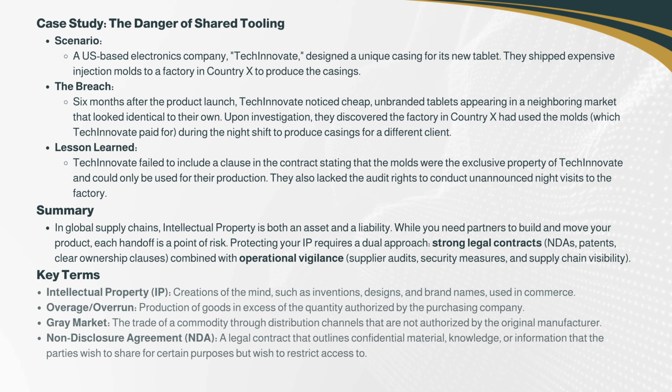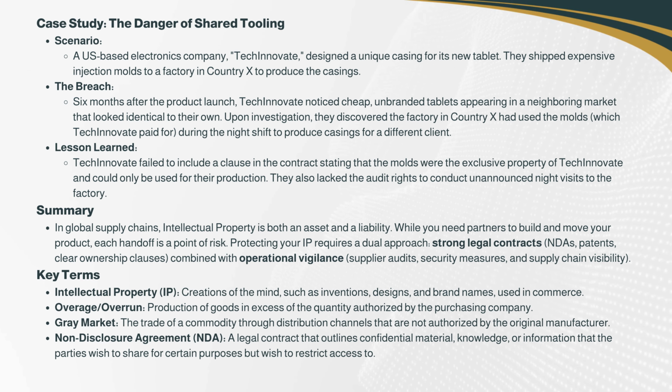Key terms: intellectual property, IP, creations of the mind, such as inventions, designs, and brand names, used in commerce. Overage, overrun, production of goods in excess of the quantity authorized by the purchasing company. Gray market, the trade of a commodity through distribution channels that are not authorized by the original manufacturer. Non-disclosure agreement, NDA, a legal contract that outlines confidential material, knowledge, or information that the parties wish to share for certain purposes but wish to restrict access to.